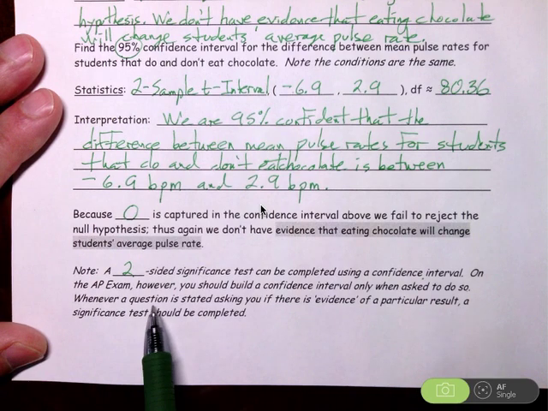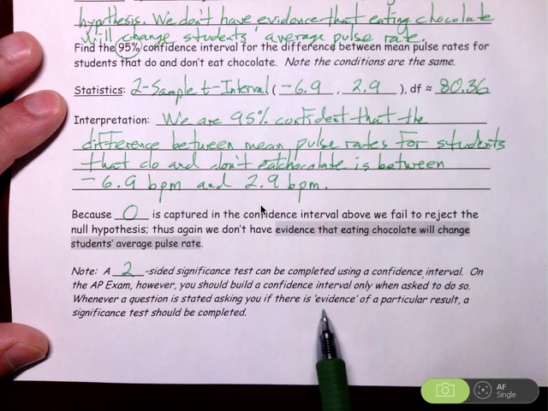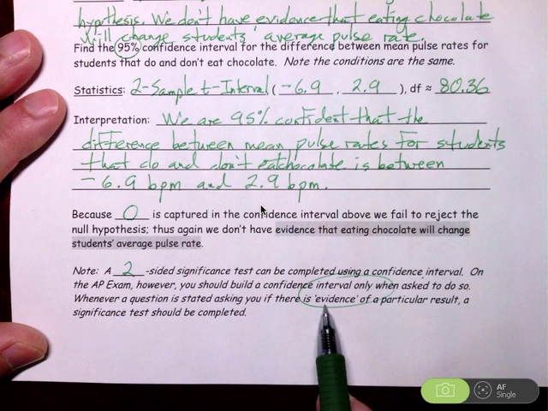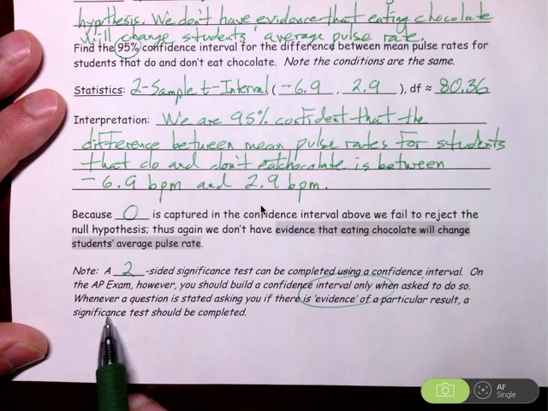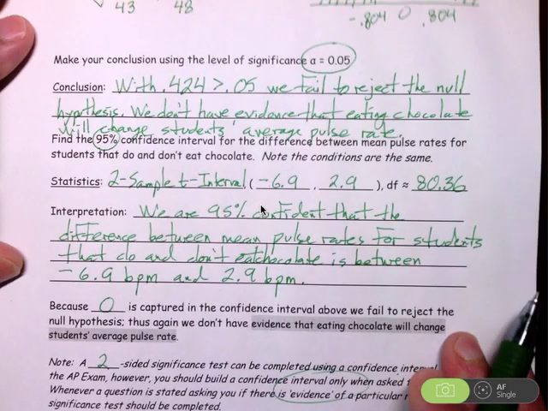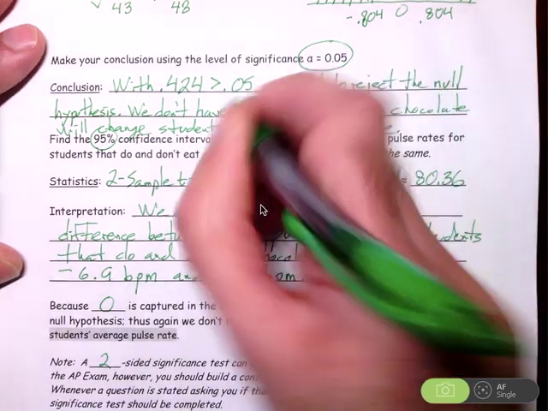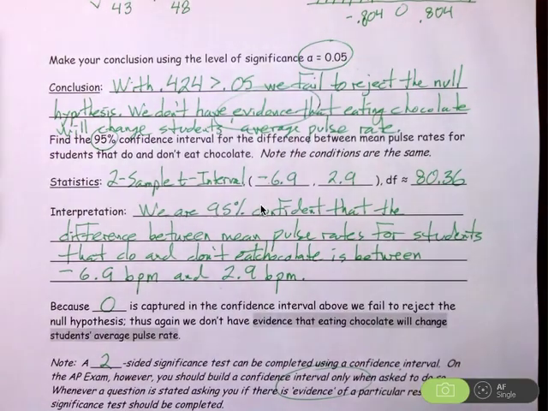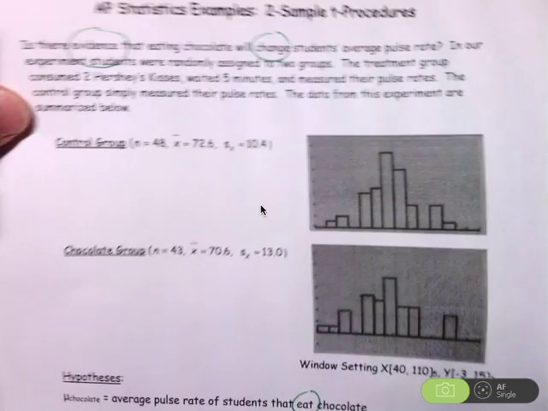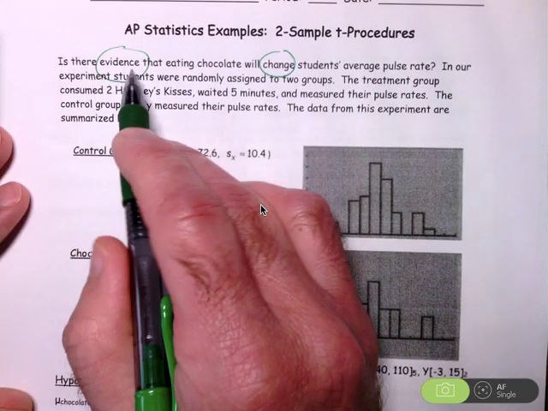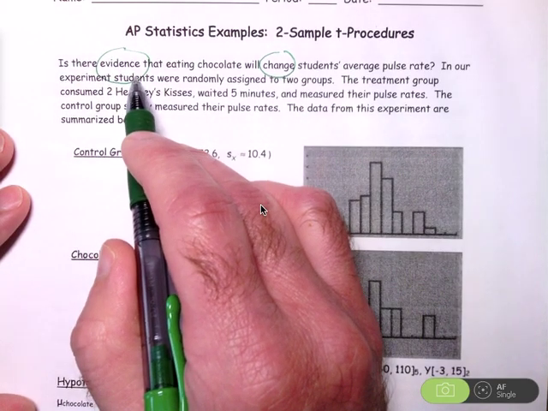So whenever a question is stated asking you if there is evidence of a particular result, a significance test should be completed. That's one of the reasons why when we write the conclusion in a significance test, I want you and expect you to use that word evidence. That's the key to knowing what method that you should use, and it was the third word in the original question in this lesson.